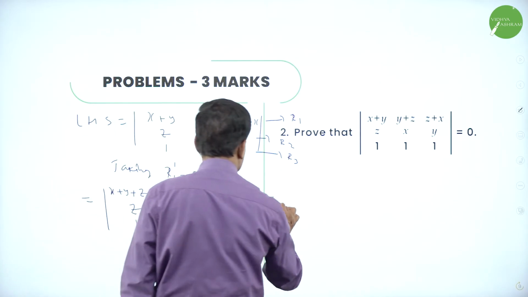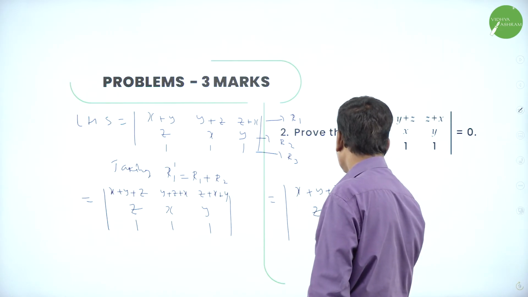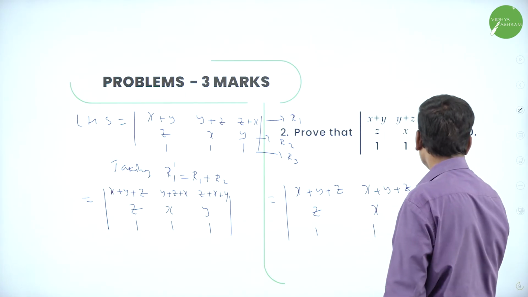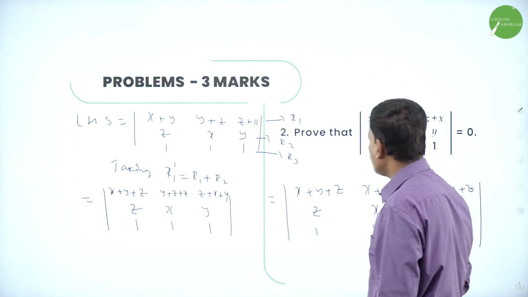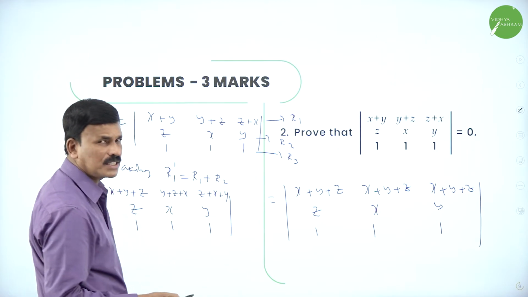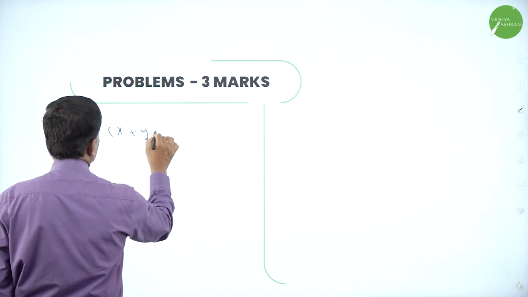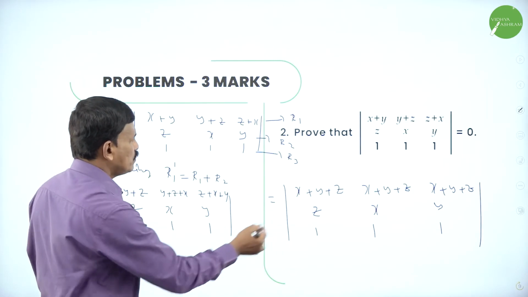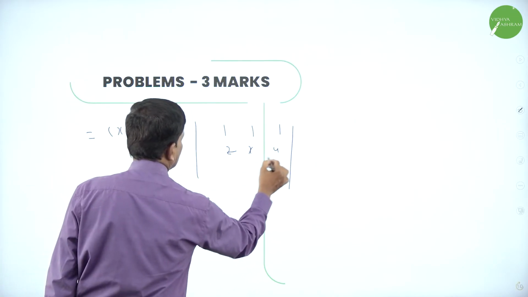So this can be written, put in order, as x plus y plus z, x plus y plus z, x plus y plus z in the first row, then z, x, y and 1, 1, 1. If I remove x plus y plus z as the common factor, what are you going to get? In the first row you are going to get 1, 1, 1, whereas the remaining rows are z, x, y and 1, 1, 1.